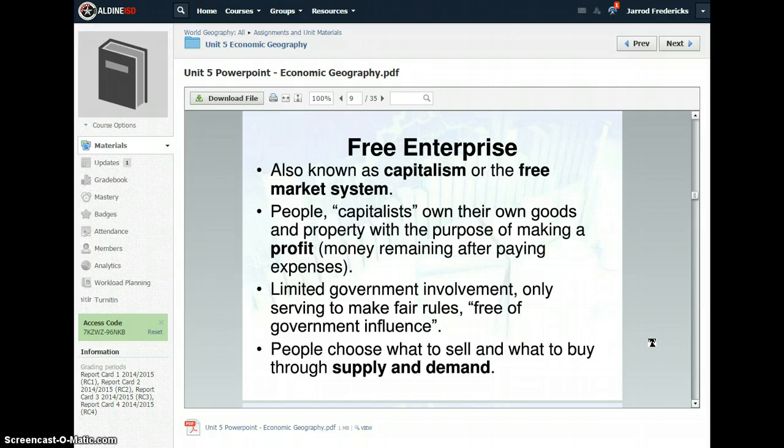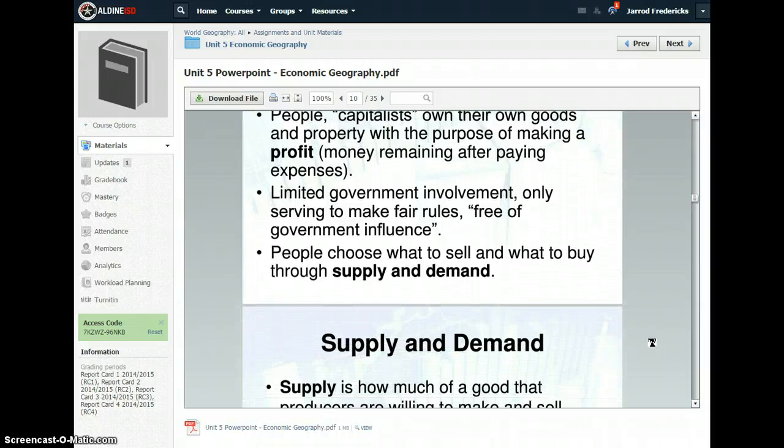In a free enterprise or free market system, there is limited government involvement, only serving to make fair rules. The reason it's called free market is that it is free of government influence. The government makes sure that everyone can play fair, but does not impose upon them any kind of real rule about what to do. People choose what to sell and what to buy through supply and demand.